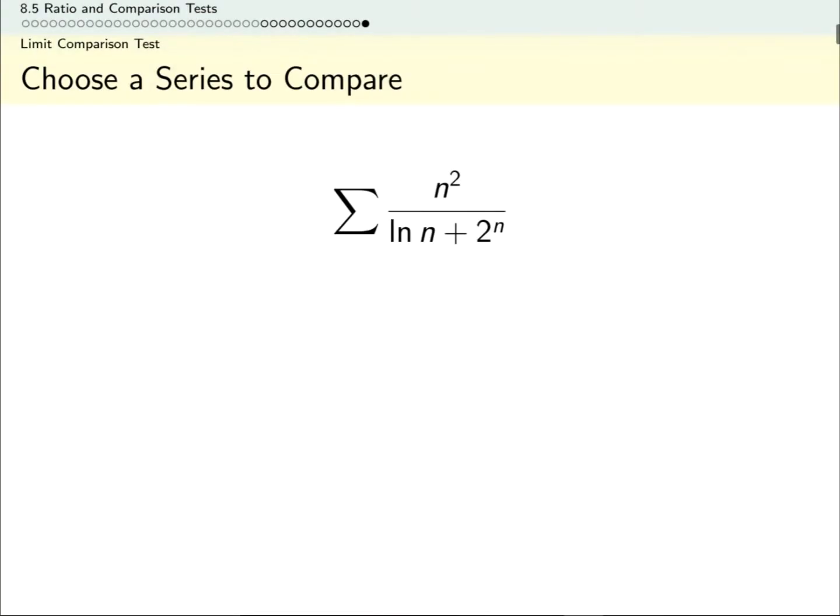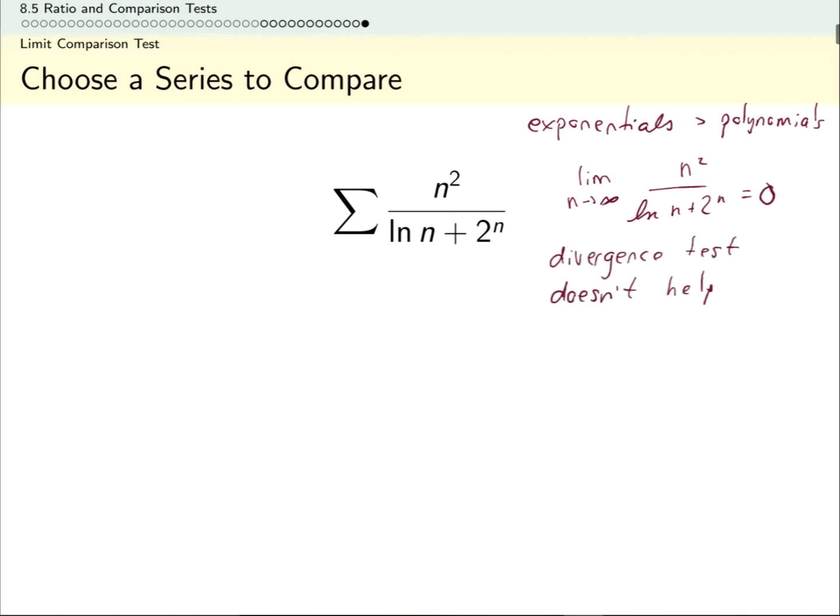Let's do another example of finding out whether a series converges or diverges. Exponentials grow faster than polynomials, so that tells me the divergence test is inconclusive. The terms I'm adding up are indeed getting closer and closer to 0. The divergence test doesn't help. I wouldn't very much like to integrate this, so the integral test is also out. The ratio test could work, but that log n is going to make things complicated, so let's think about a comparison test. I want to find a series to compare this to.